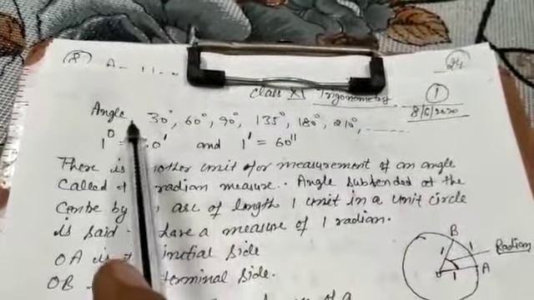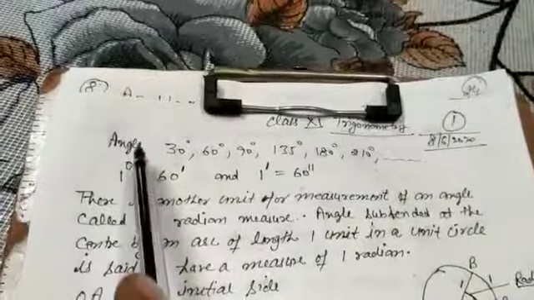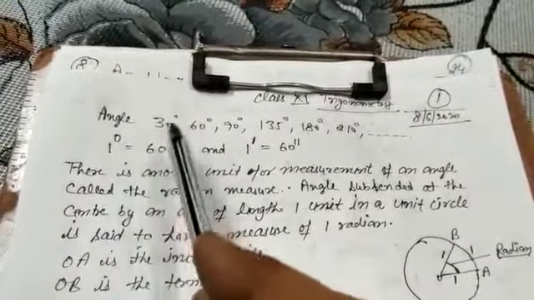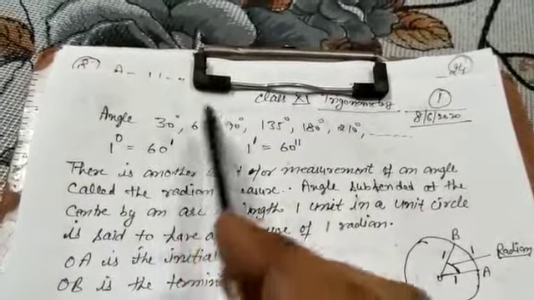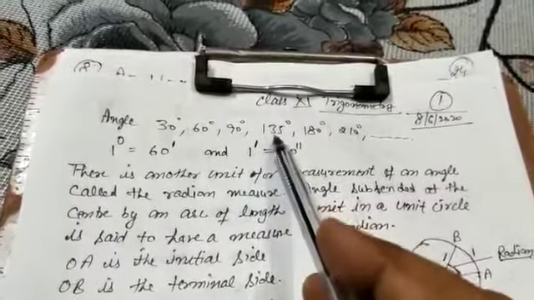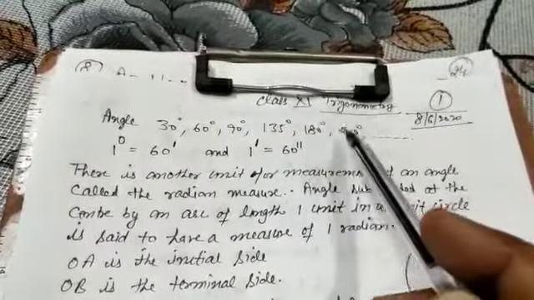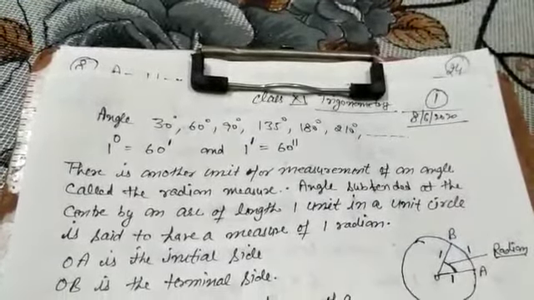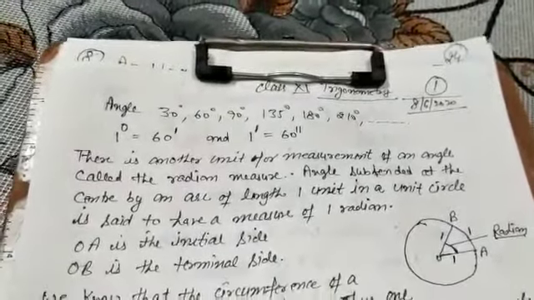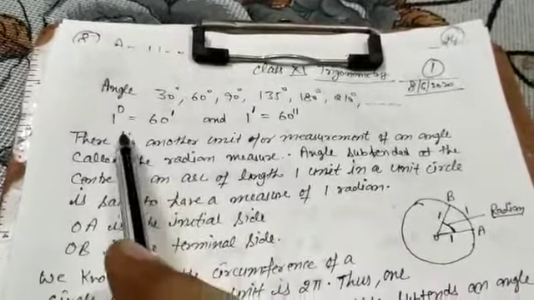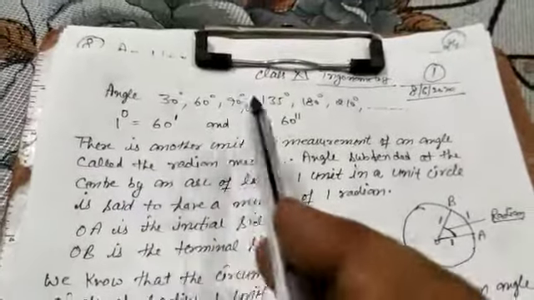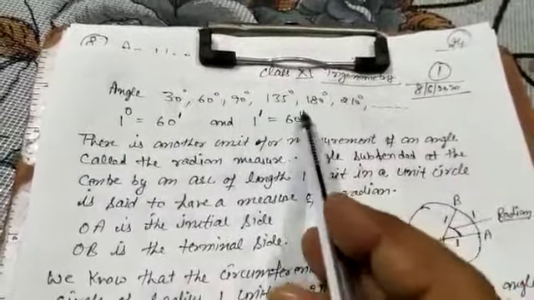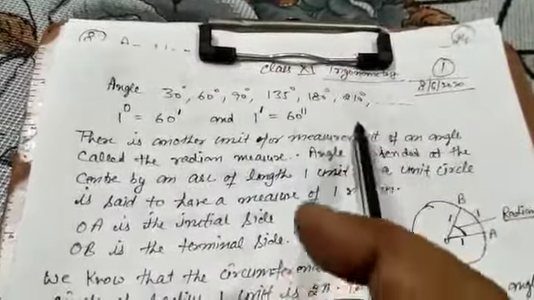Now see this one. First of all, about angles: in class 10th you have studied that the angle is always in the form of degrees: 30 degree, 60 degree, 90 degree, 135 degree, 180 degree, 210 and so on. You always measure the angle in degrees, and you also remember 1 degree is equal to 60 minutes and 1 minute is equal to 60 seconds. These are the old concepts you studied in class 10th.